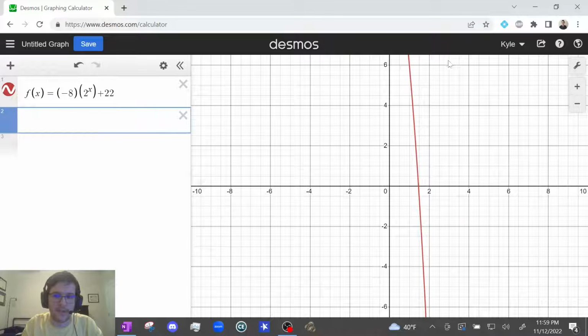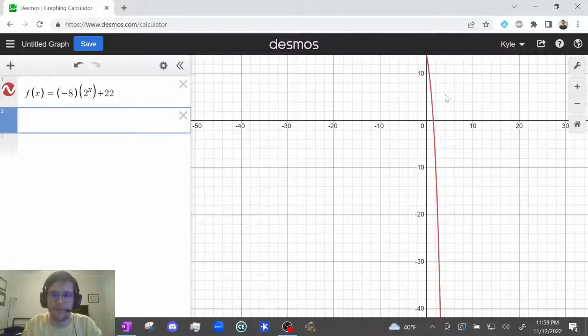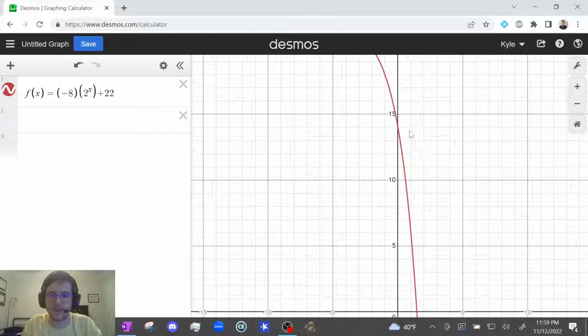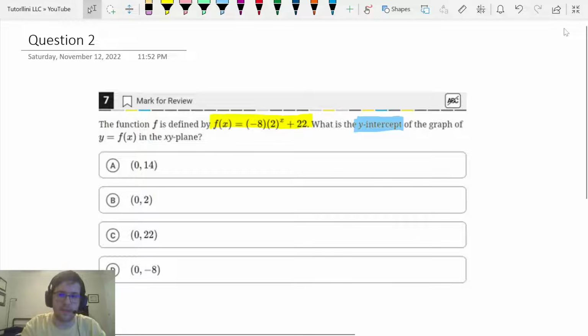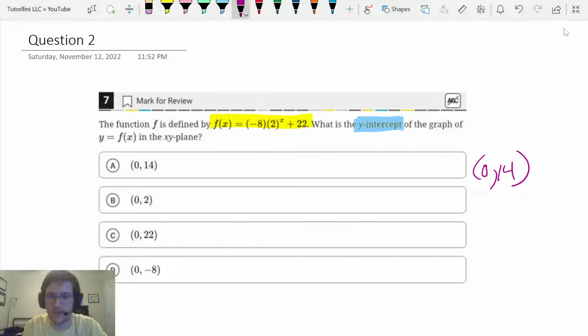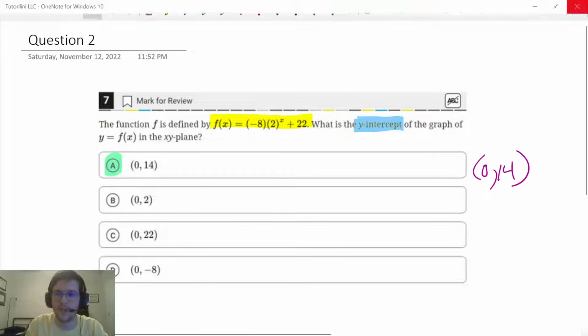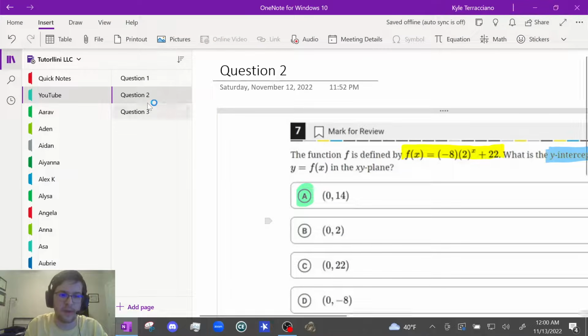We want the y-intercept. So let's zoom out a little bit. It seems to cross just about here. Let's click on it. And the y-intercept for this one is 0, 14. So let me write that down, 0, 14. And the answer that goes with that is answer choice A. And that is correct. All right, let's do one more where this might be helpful.